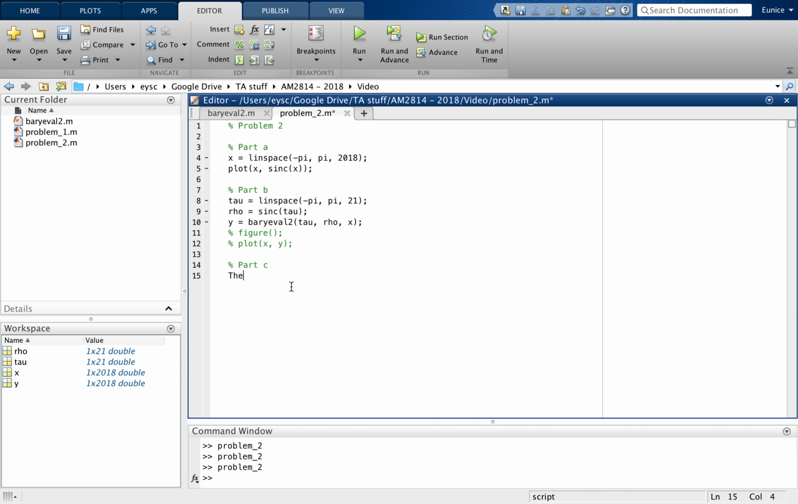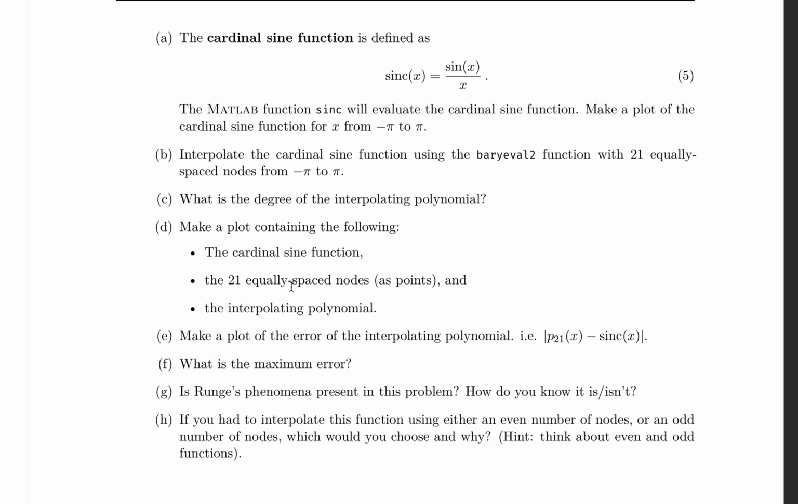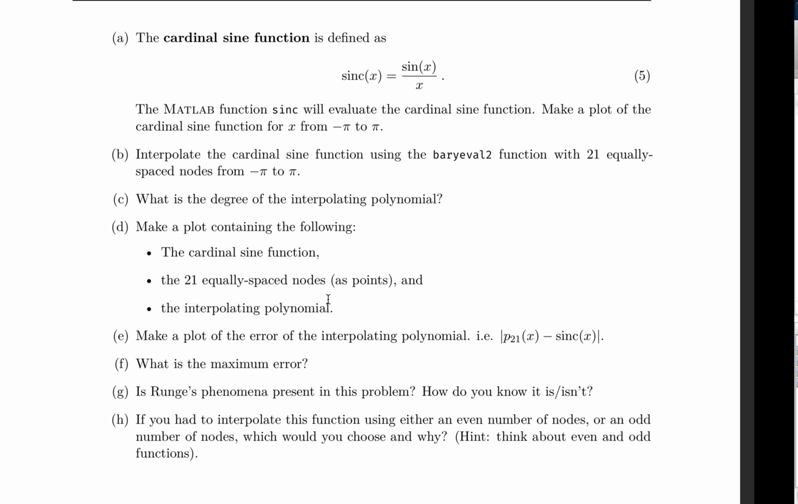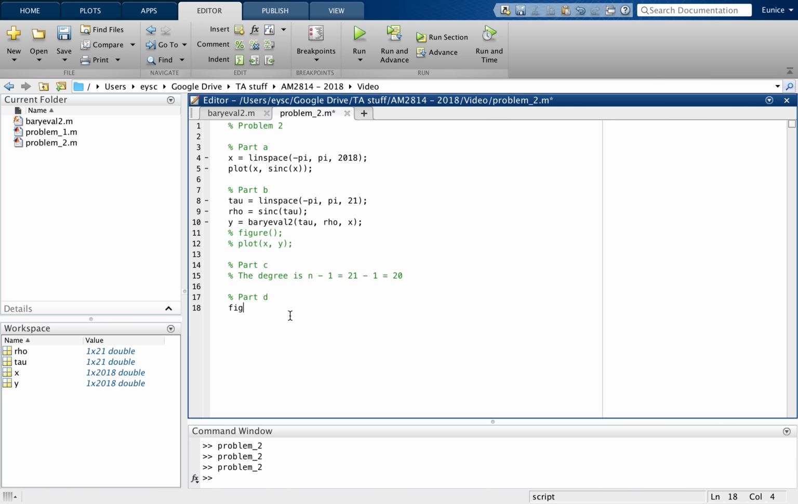So the degree is n minus 1. So it's equal to 21 minus 1, meaning that is a 20-degree polynomial. Alright, so now we can do part D, which I think is plotting. So let's make a plot containing the following: the cardinal sine function, the 21 equally spaced nodes, and the interpolating polynomial. Alright, so let's go ahead and do figure.